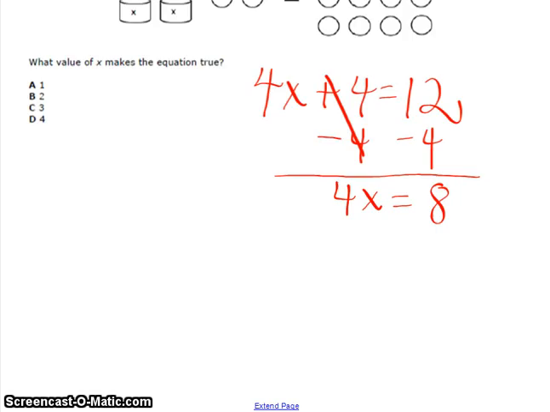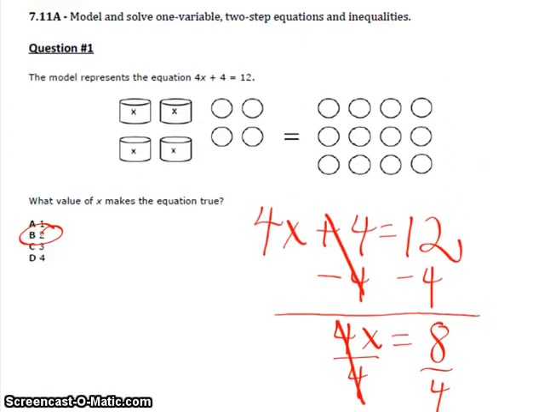From here, you have 4x equals 8. I want x by itself, so I'm going to divide both sides by 4. And that gives me x equals 2. So my answer is B, of course. You have both ways that you can solve it. Choose whichever way best works for you. If you have any questions with this question, please see me.